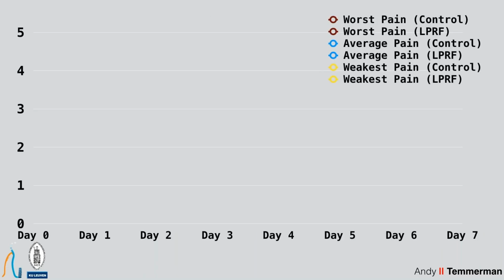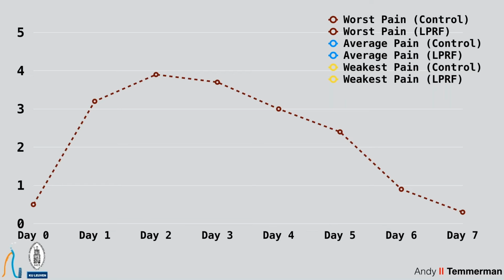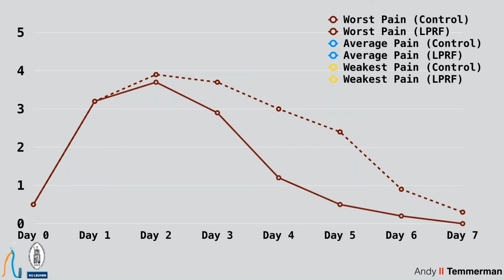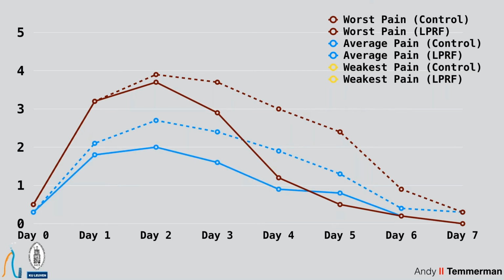What we also did in this study, we looked at the pain sensation for the patient. So we asked the patient on which side there was more or less pain, and they had to score it on a visual analog scale. Now you can see in this graph the worst pain, the average amount of pain, and the weakest amount of pain for the control group, the unassisted socket healing, and for the L-PRF side.